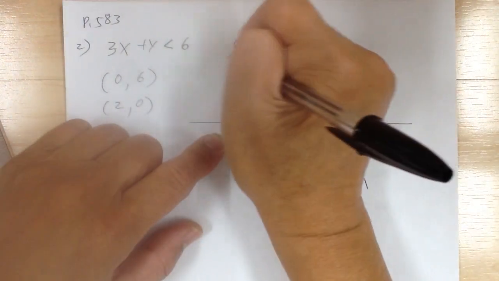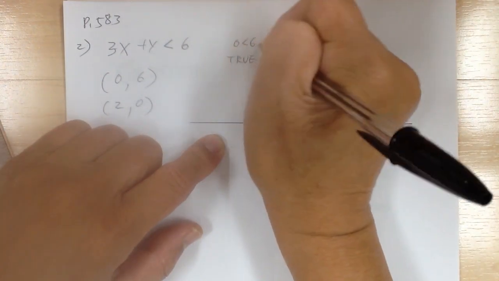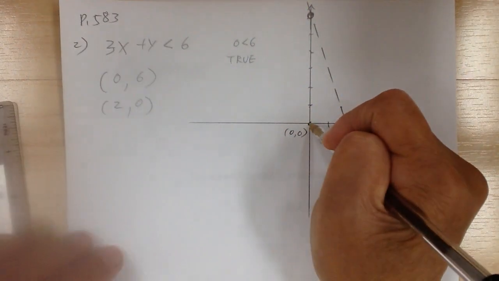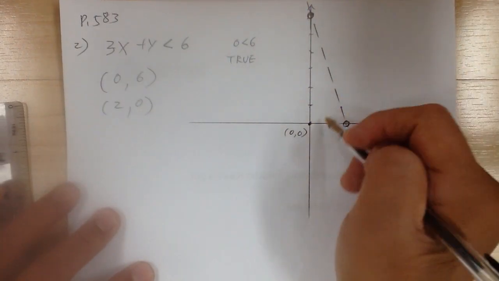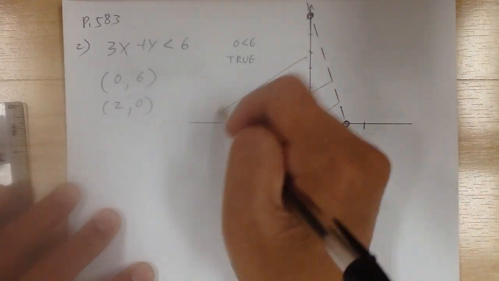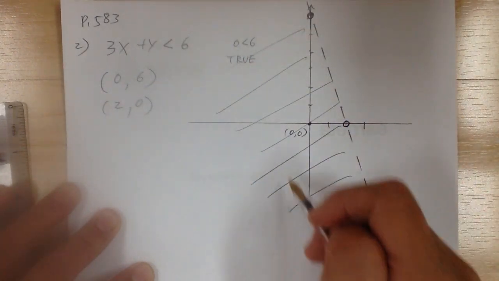So this is true. 0 less than 6 is true. That means this point is good. So if this is good, then it means this side is good. So you shade in this half.